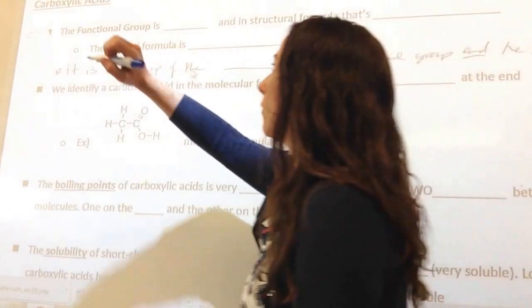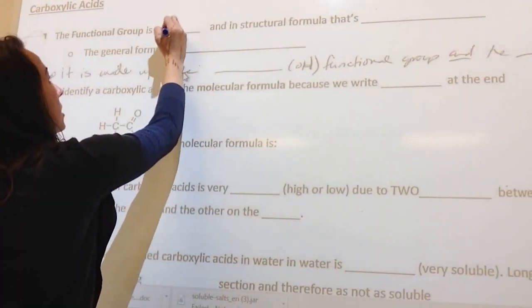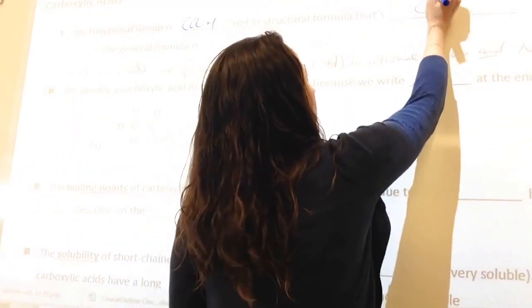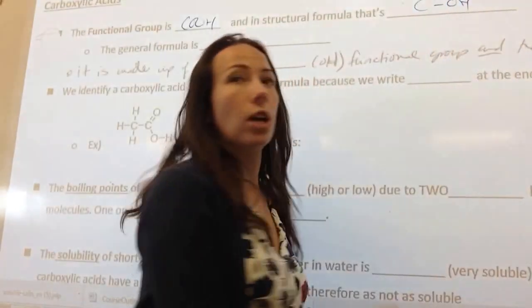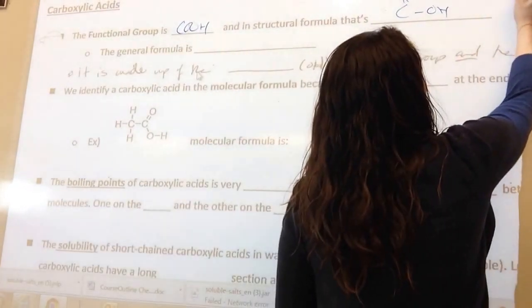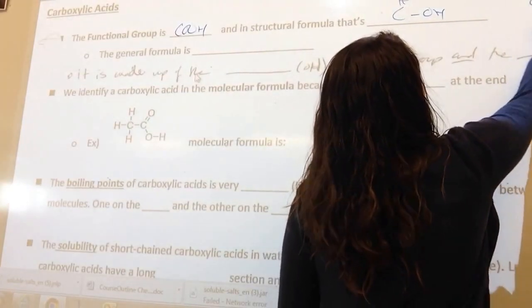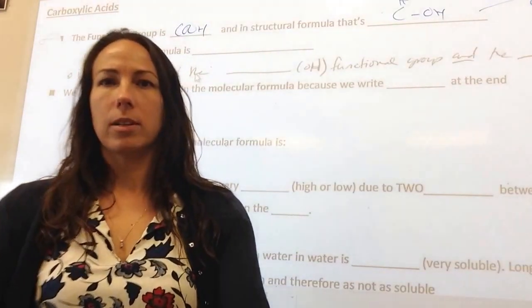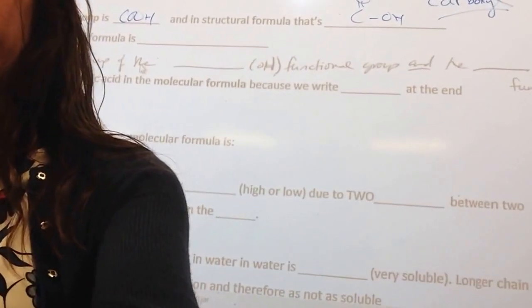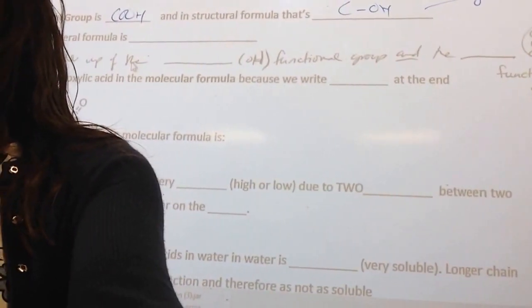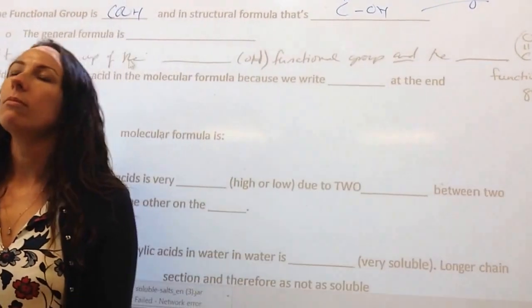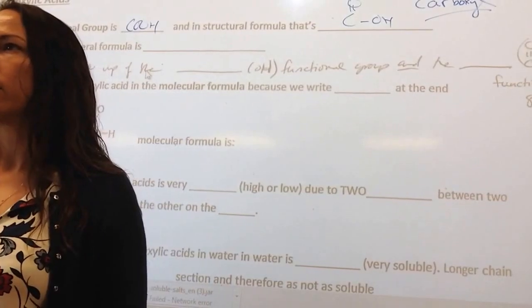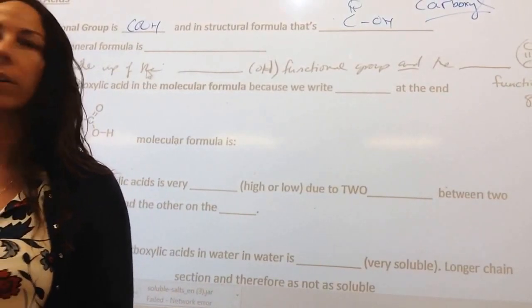The functional group of a carboxylic acid is your COOH. In structural formula, it looks like this: C double bond O, OH. It's called a carboxyl group. Your carboxyl group is your COOH, and that's why it's called a carboxylic acid. It's not rocket science.